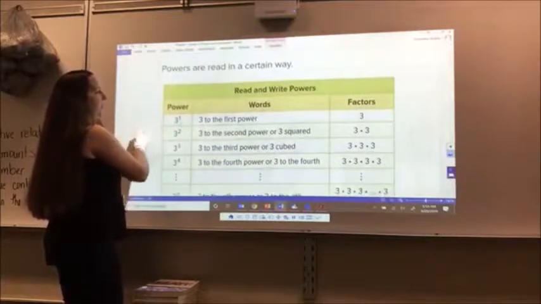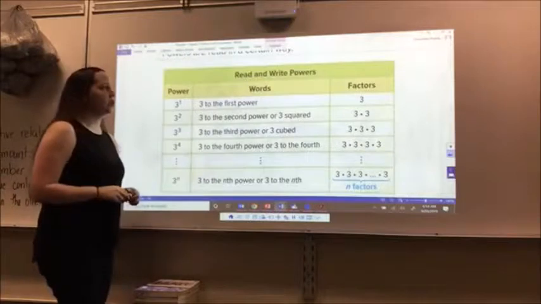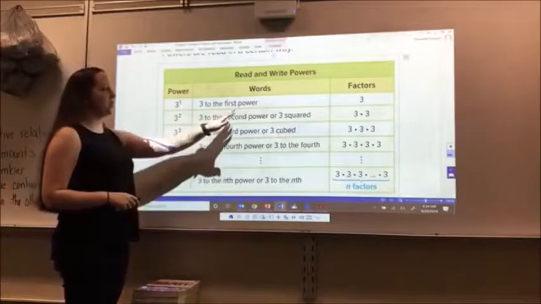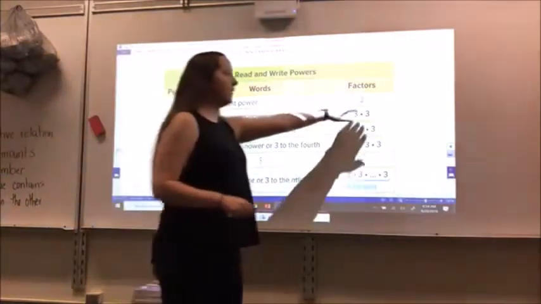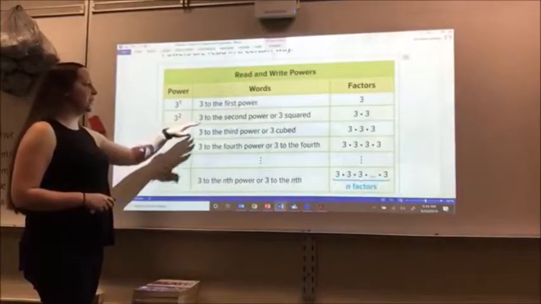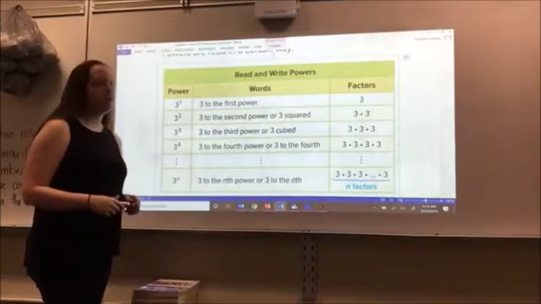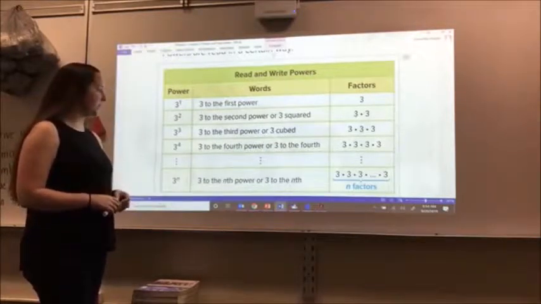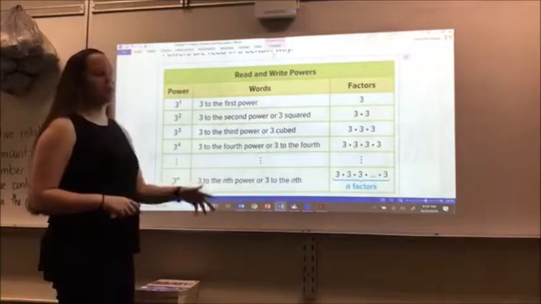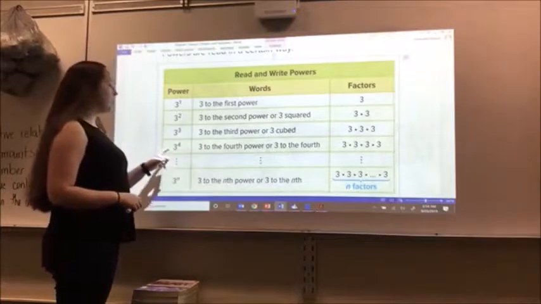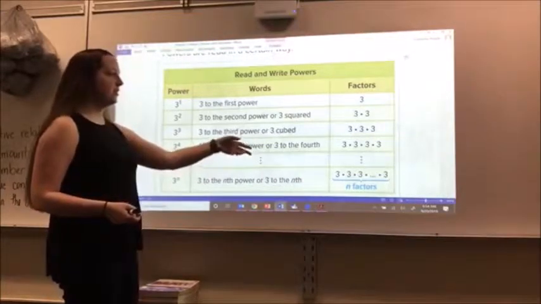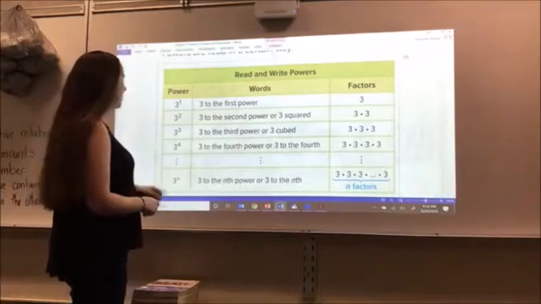Powers are read in a certain way. If you look at this chart, 3 with a 1 is 3 to the first power, and there's one factor of 3. 3 with a 2 is 3 to the second power, or 3 squared, that has two factors of 3. 3 with a 3 is 3 to the third power, or 3 cubed, that's 3 times 3 times 3. 3 to the fourth power, or 3 to the fourth, has 4 factors of 3. And so on and so forth.